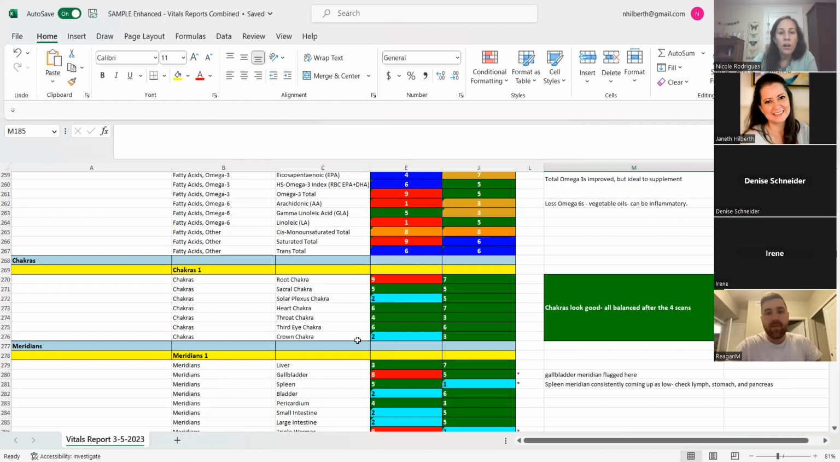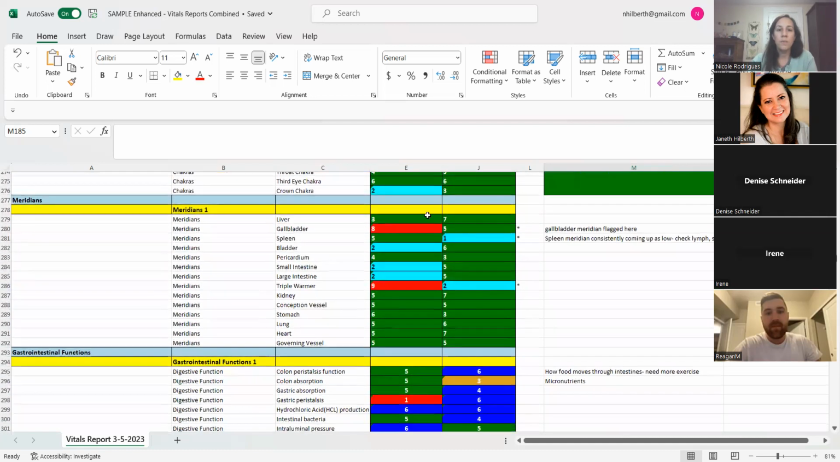So here are his chakras. They really looked much better after the multiple scans. The same thing with his meridians. They all pretty much improved. I have the gallbladder meridian flagged because it came up about 3 times in the multiple scans. So even though it optimized to a 5 the last time, we're still raising a flag here that there might be some issues with the gallbladder.